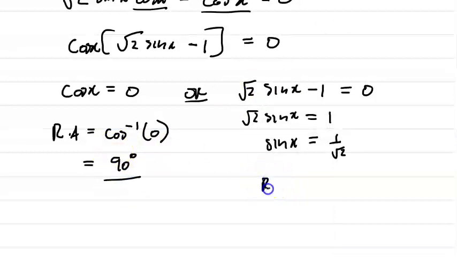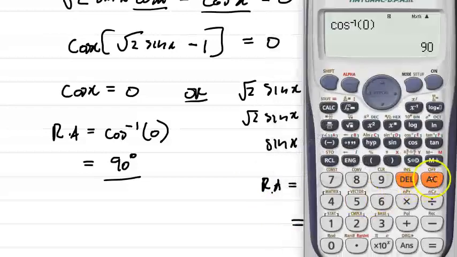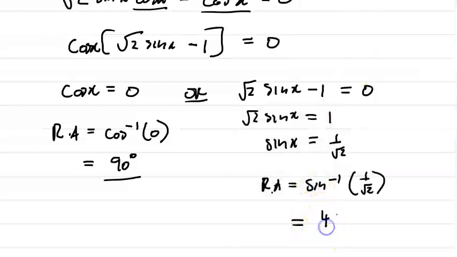The second reference angle that we're dealing with here is sine inverse of 1 over root 2. Let's put that in the calculator. So we say shift sine, 1 over the square root of 2, and that gives 45 degrees. So actually that's going to be 45 degrees.